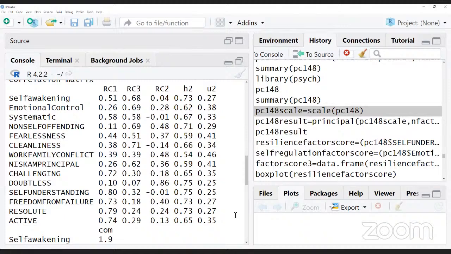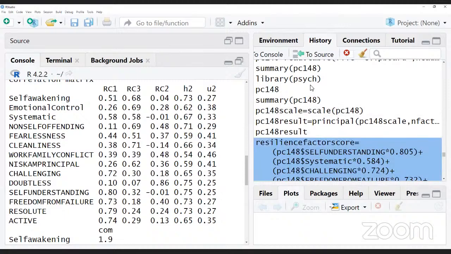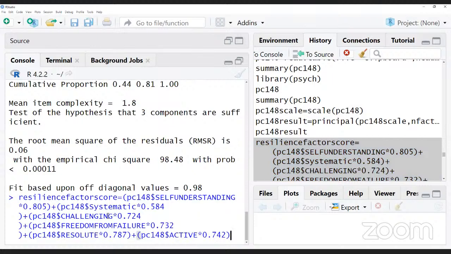Again, plus active. What is the original score of active multiplied by 0.74? So that is the weightage. So in this manner, you have to do. Again, this is challenging, 0.72. So here you can find out what Farah has done.